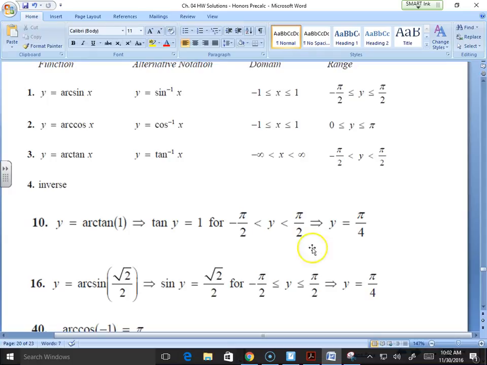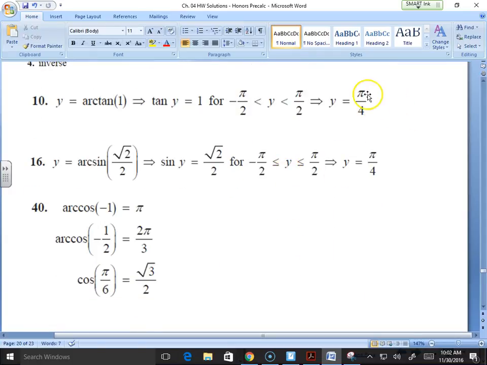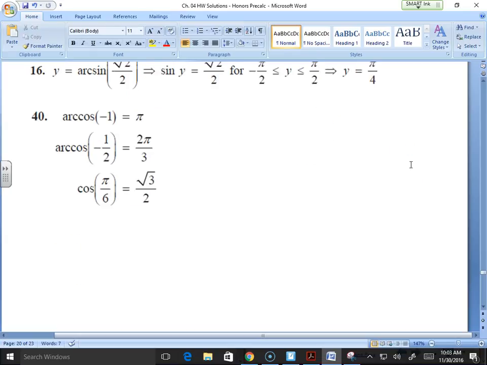Yeah. Nice. Number 10. Pi over 4 was the only legal answer. Number 16. Pi over 4 also? Yep. Because at pi over 4, sine is root 2 over 2, and at pi over 4, tangent is 1. Good so far? Nice. Number 40.